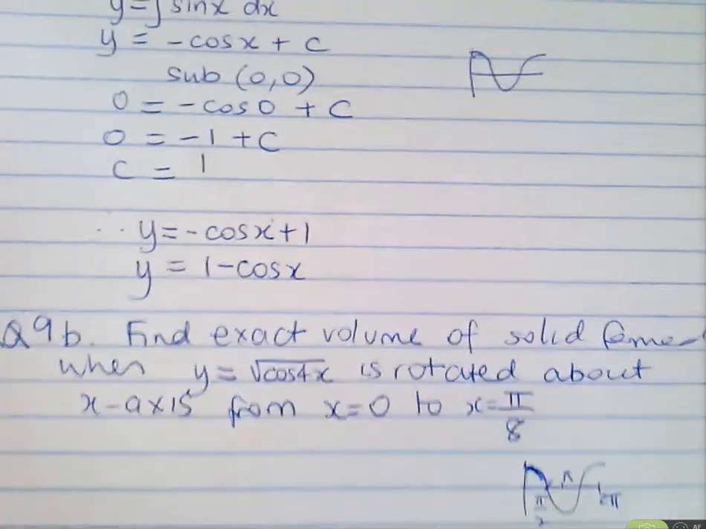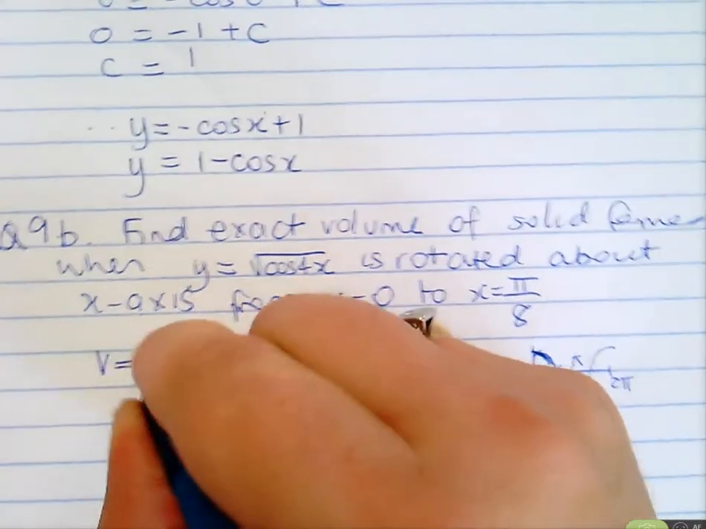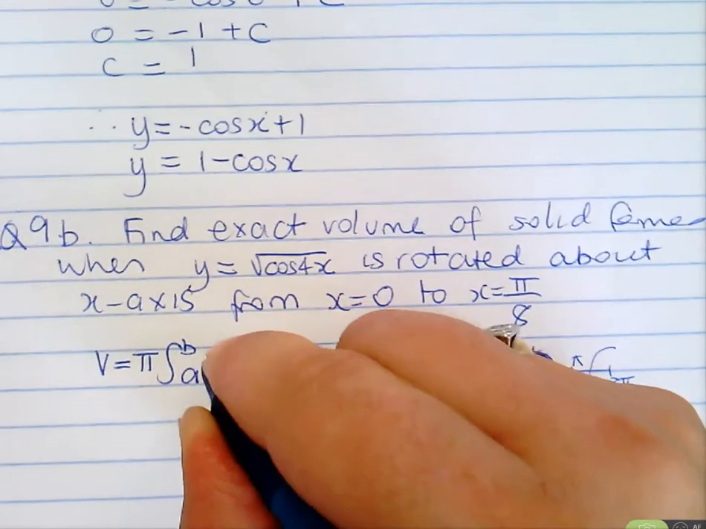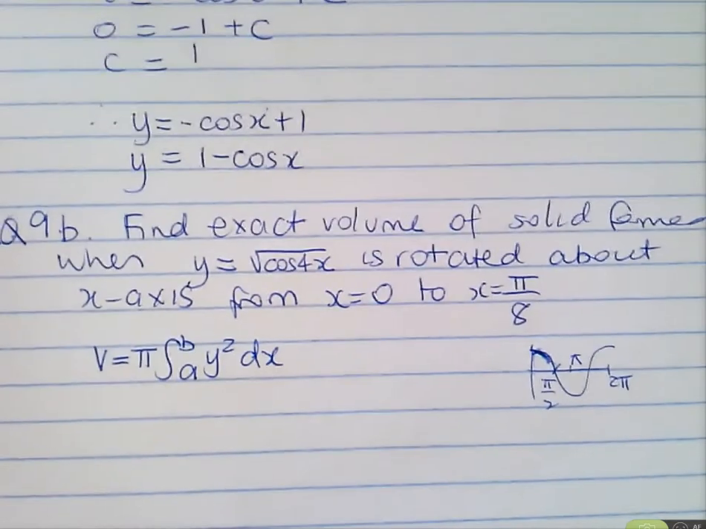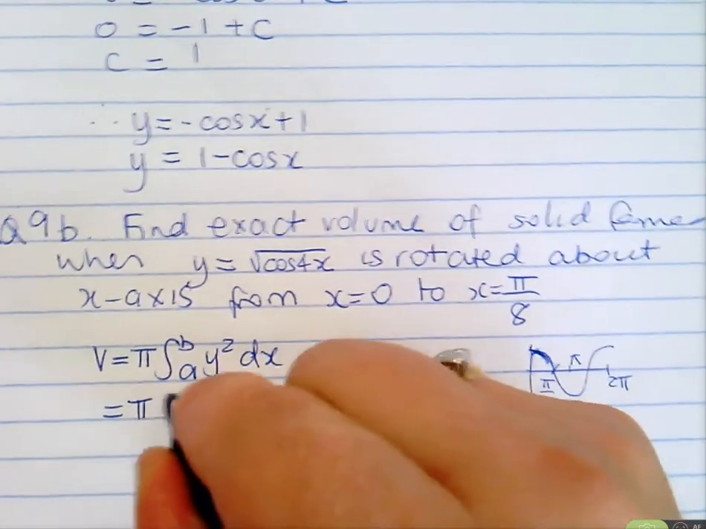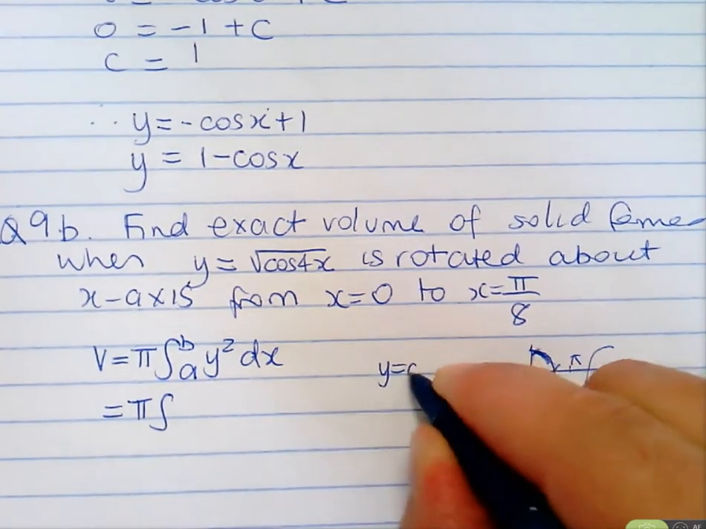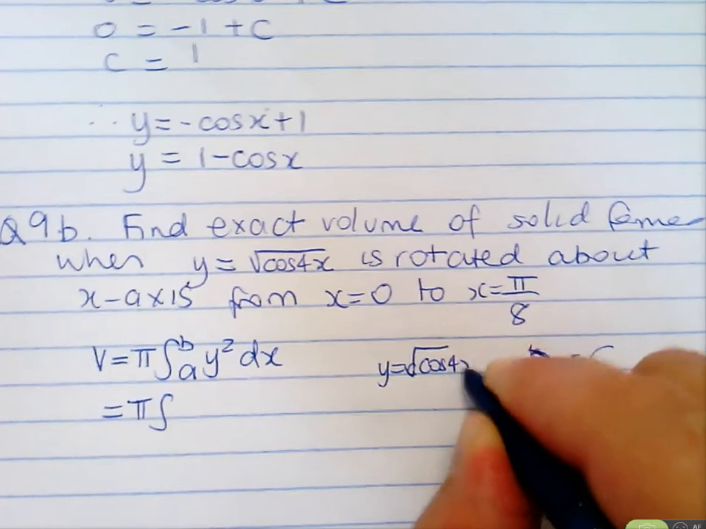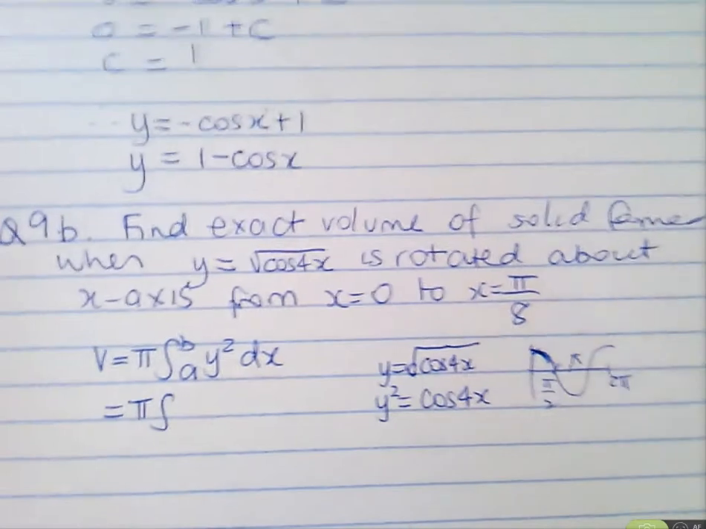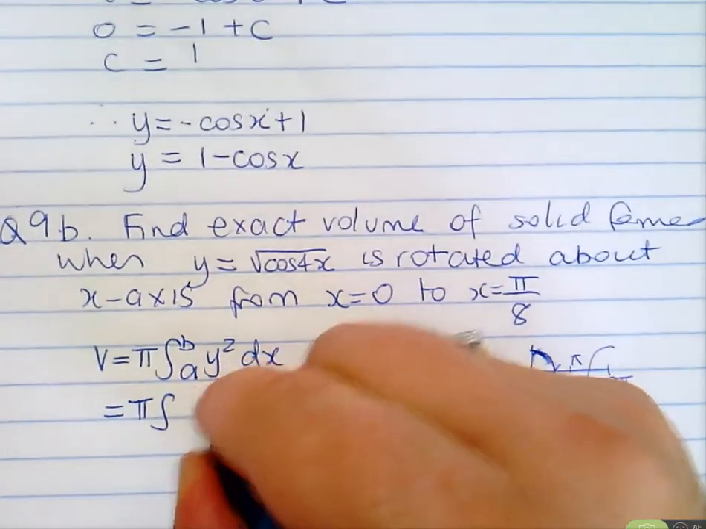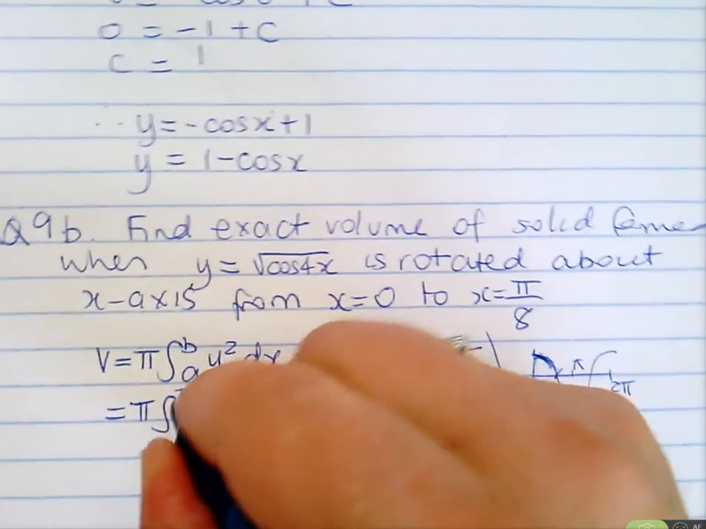But it's getting rotated about the x-axis. So what do I do first when I have these volume questions? I write the formula. Volume is pi times the integral from a to b of y squared dx. Rotation about the x-axis is y squared dx. What does y squared equal? Yes, so you write y is the square root of cos 4x. y squared is cos 4x because it's square root squared. So it's just the integral of cos 4x dx between the values of pi on 8 and 0.